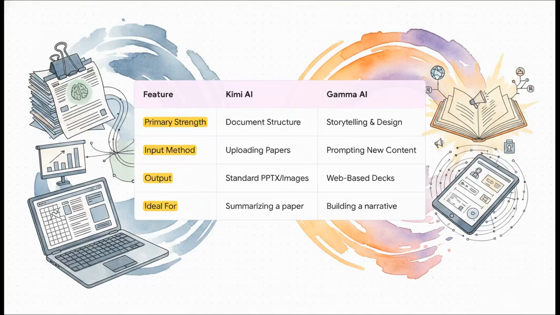Think of Kimi AI as your structural architect. Its main strength is preserving the logical skeleton of your existing paper. Gamma AI, on the other hand, is more like a visual storyteller or an interior designer. It's fantastic at building a beautiful narrative deck from just a simple prompt. So for our specific academic workflow, where the paper is already done, starting with Kimi to lock in that structure is definitely the ideal first move.